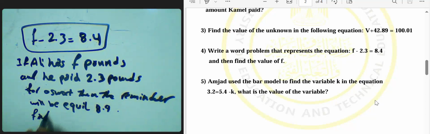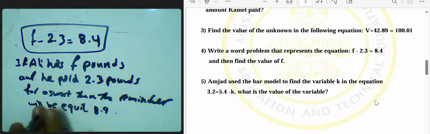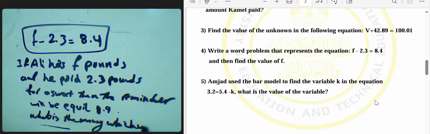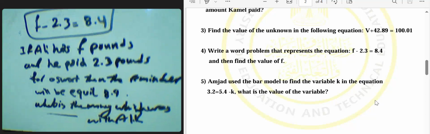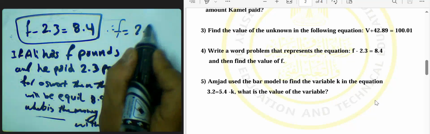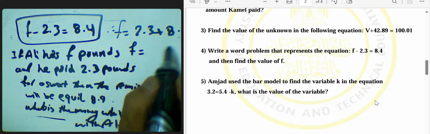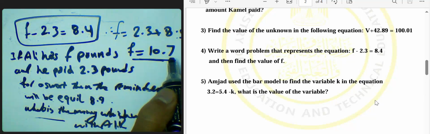Find f. What is the money with Ali? Or we can write, what is the money which was with Ali. We can find f here from the 2 numbers, right? 2.3 plus 8.4. Then f will be equal 8 plus 4 plus 3 is 7, and 8 plus 2 will be 10. And the result f will be 10 and 7 tenths.